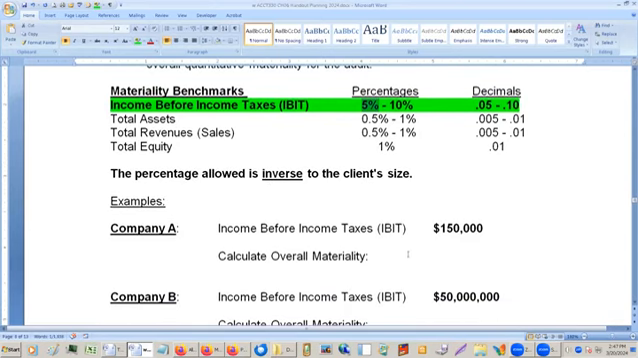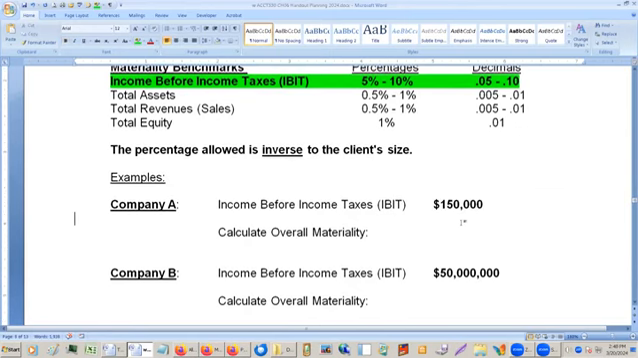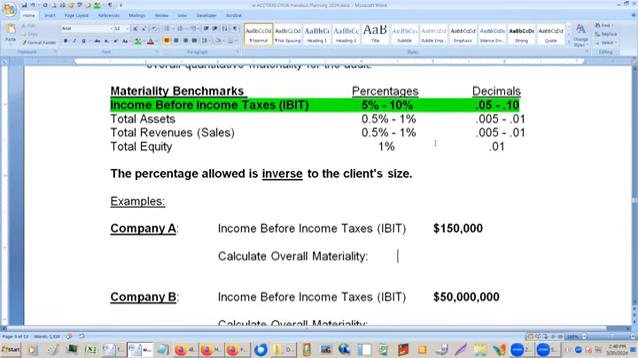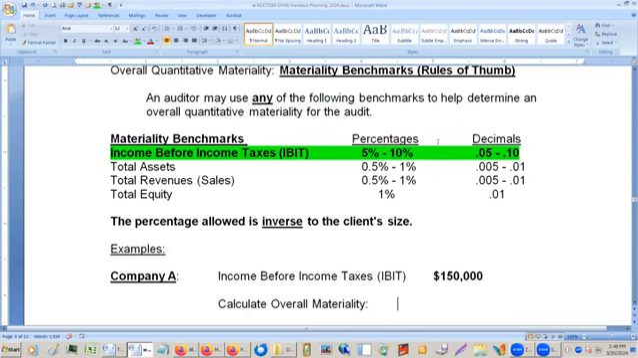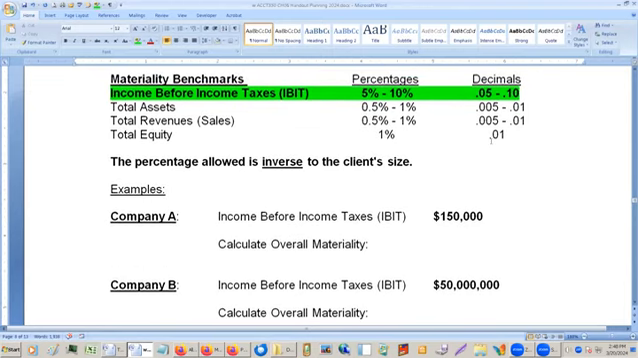All right, so let's take the first one here. Smaller client, income is 150,000. Not bad income, but not huge dollar amounts. So for a small client, are we going to take the 5% or the 10% most likely? I think I may have confused people here. Okay, we're going to take the larger percentage. And I'll show you why.